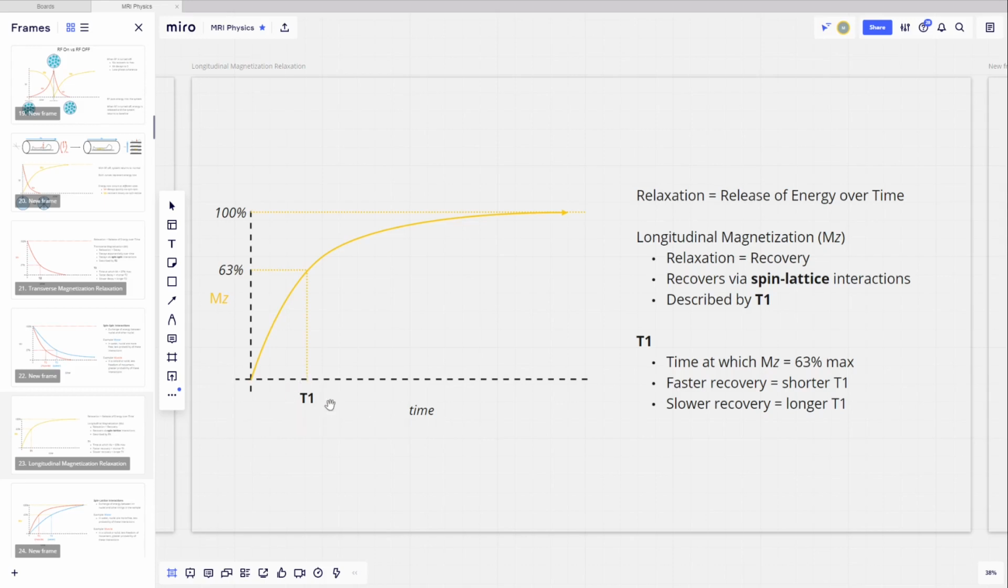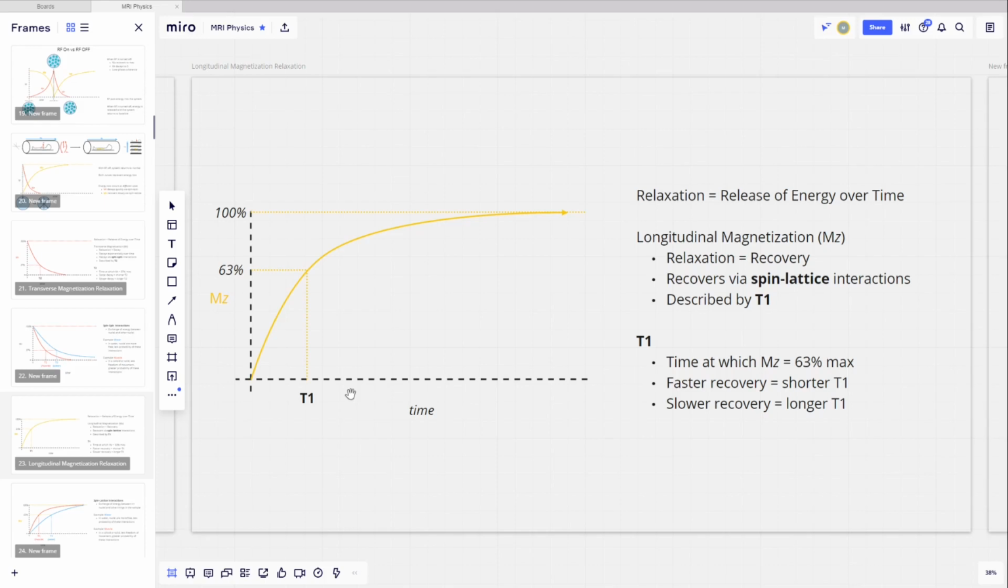So transverse magnetization was described by T2. Longitudinal magnetization is described by T1. And we define this as the time at which there's 63% of the maximum regrowth. Okay, how long does it take for us to go from 0 to 63% of our maximum longitudinal magnetization? Whatever that time is, we're going to call that T1.